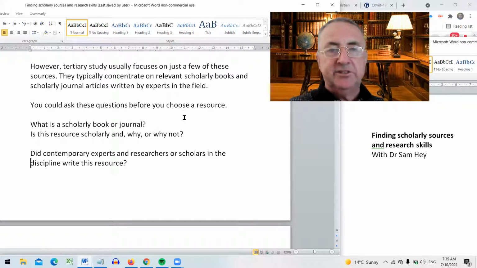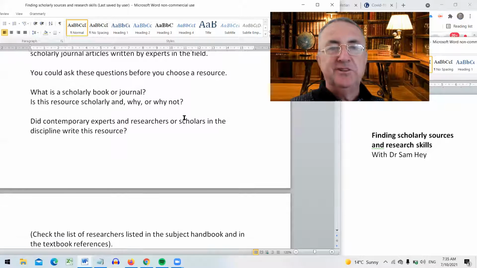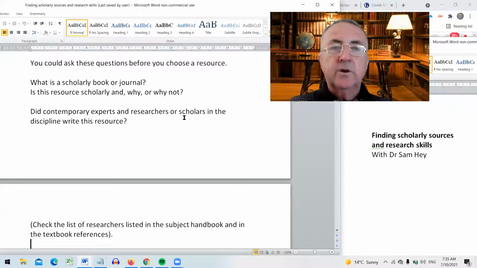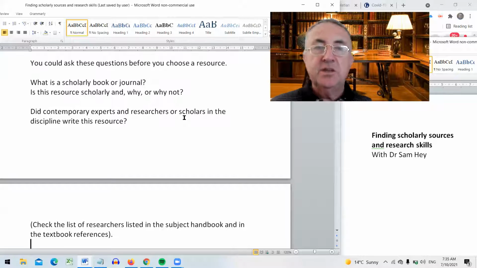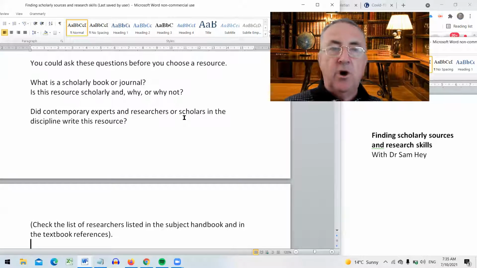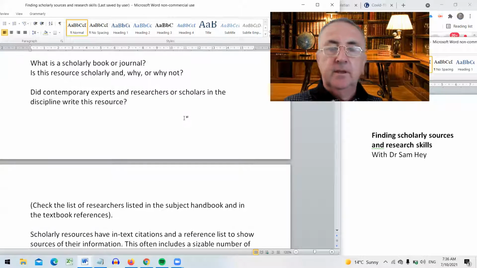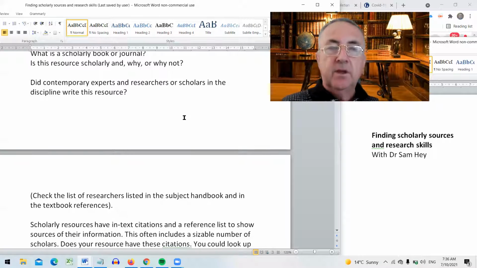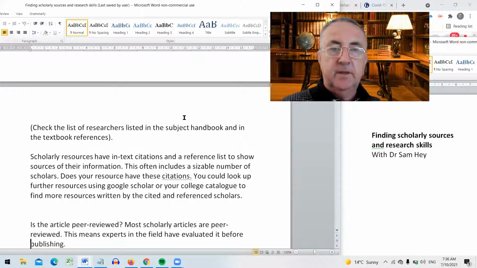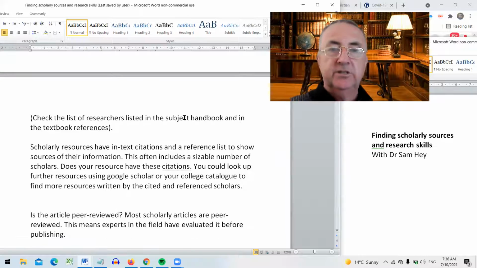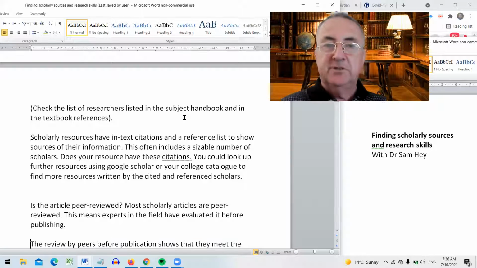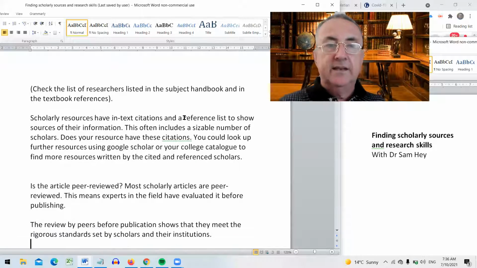You should ask some questions before you choose a resource. What is a scholarly book or journal? And we'll discuss this more fully in a few moments. And is the resource you're thinking of looking at scholarly, and why or why not? Did contemporary experts or researchers or scholars in the field write the resource? And you can check the list of researchers listed in the subject handbook for your subject to find out whether they're listed there.